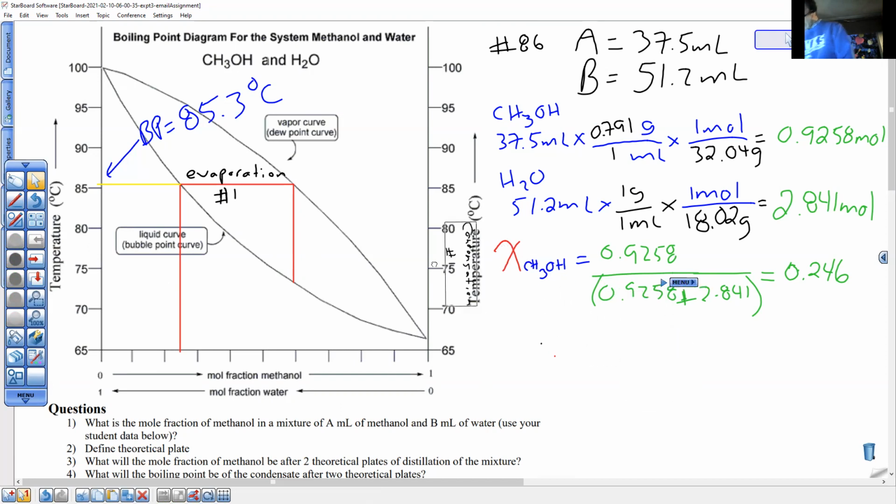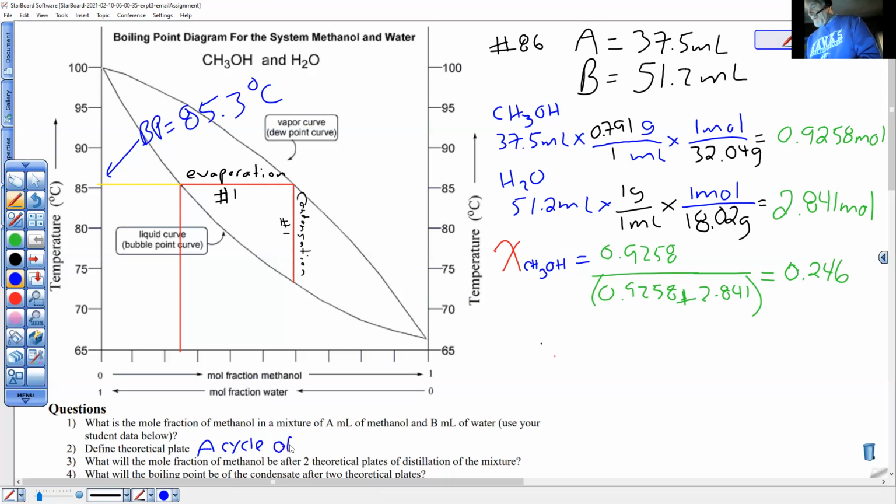Shrink it a little bit right there. And what we've done right there in the process of evaporation and condensation is what's called a theoretical plate. That's the answer to question 2. It's a cycle of evaporation followed by condensation. And our goal is to prove that the more theoretical plates you get, the higher the percentage of methanol.